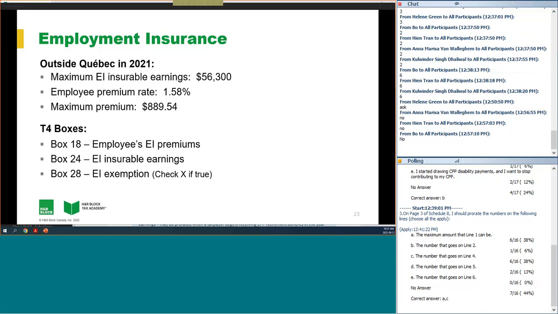Now, that being said, there's a special rule if you have a very small amount of income. We will see when we look at the forms that if you have a very small amount of income, you're not actually going to be contributing to EI in that year. But as a general principle, everyone has to pay in to a maximum, and for 2021, the maximum is $56,300.